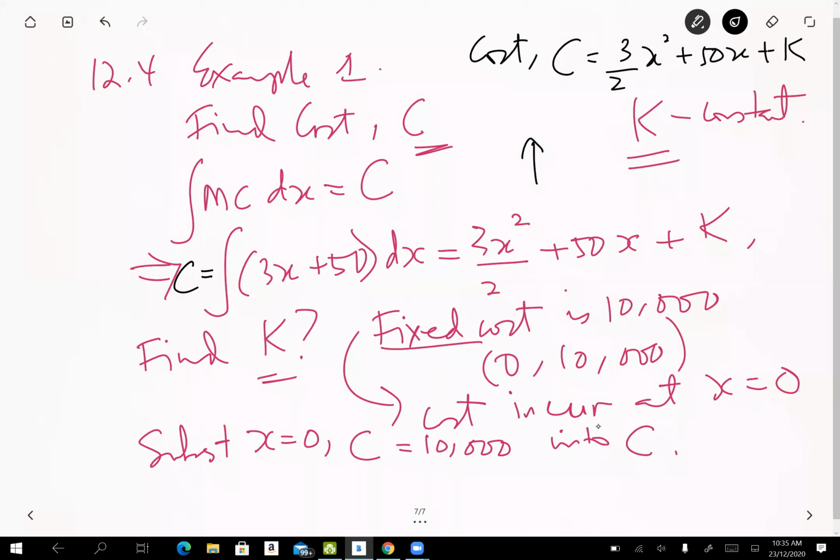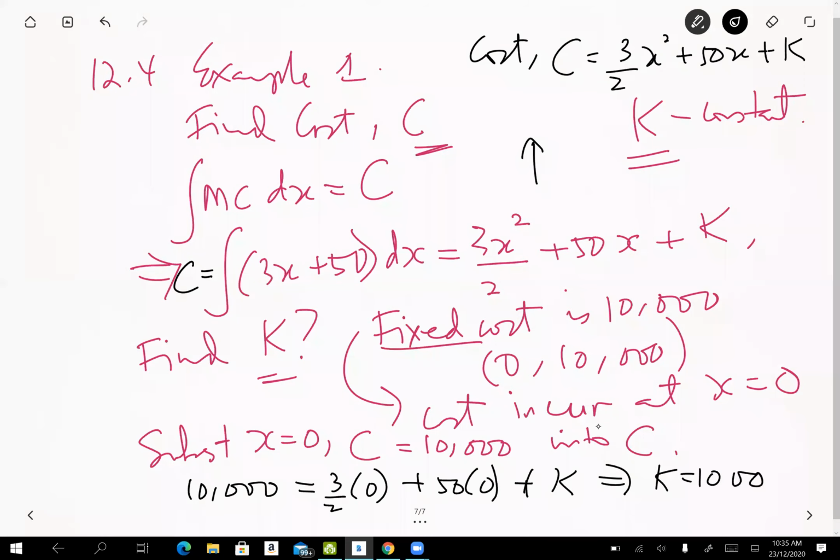Now you want to find the constant k. So what you do, you substitute. What do I get? I get 10,000 equal to 3/2 0 plus 50 0 plus k. So therefore, k is 10,000. All right. So k equal to 10,000.